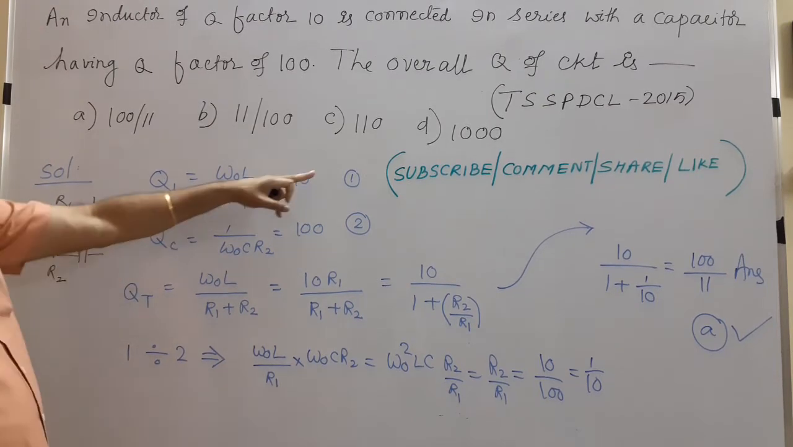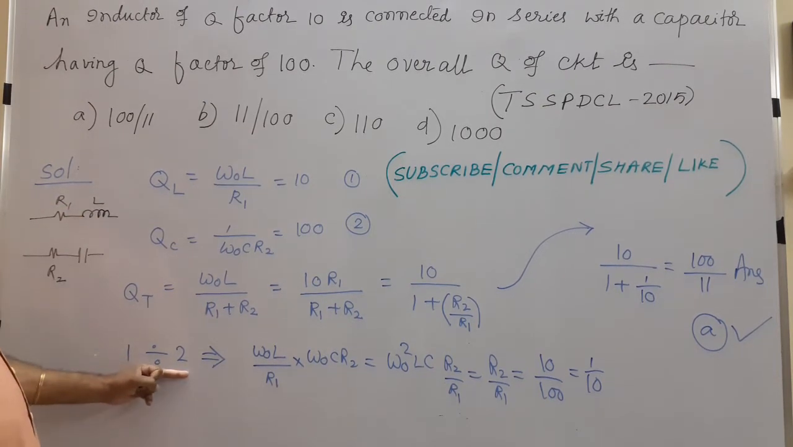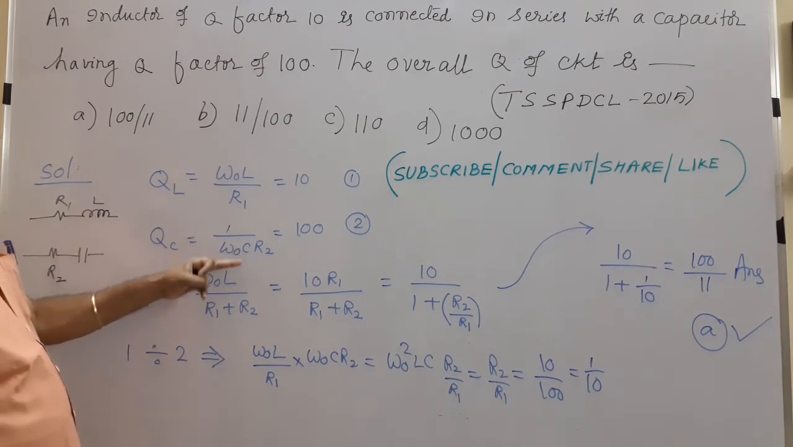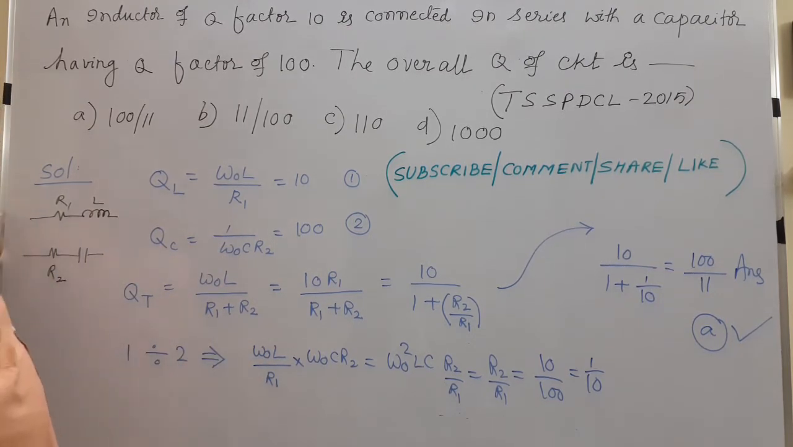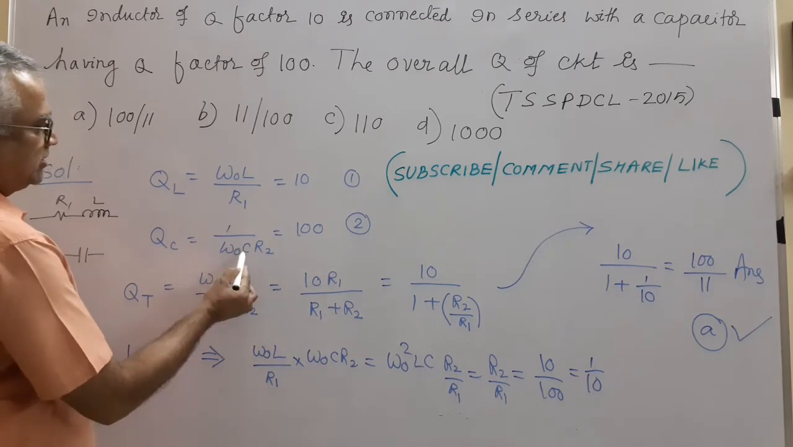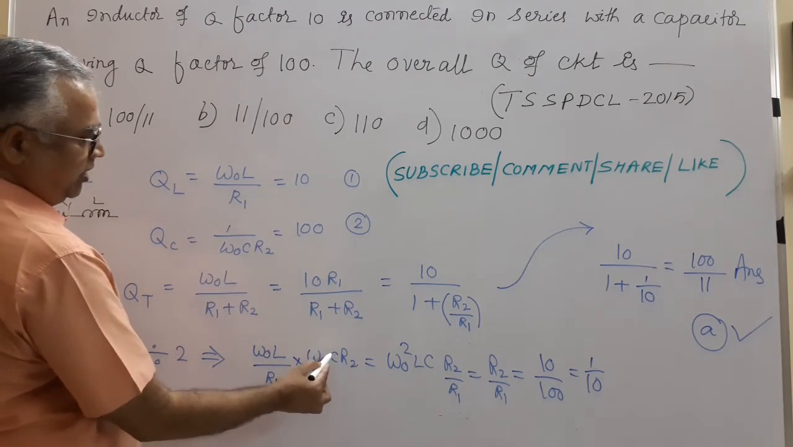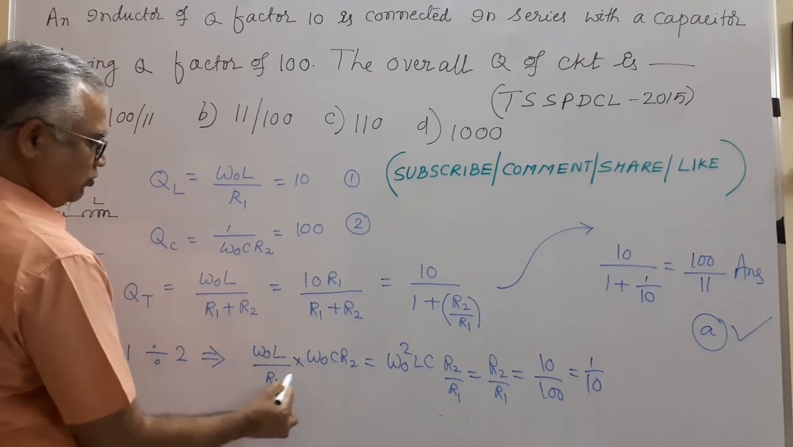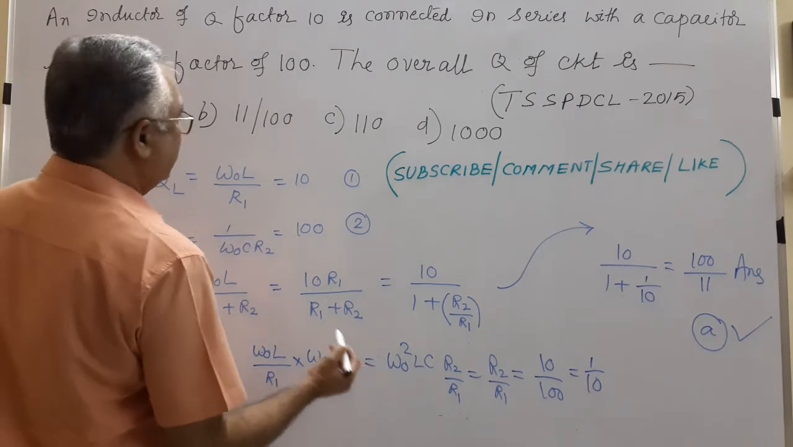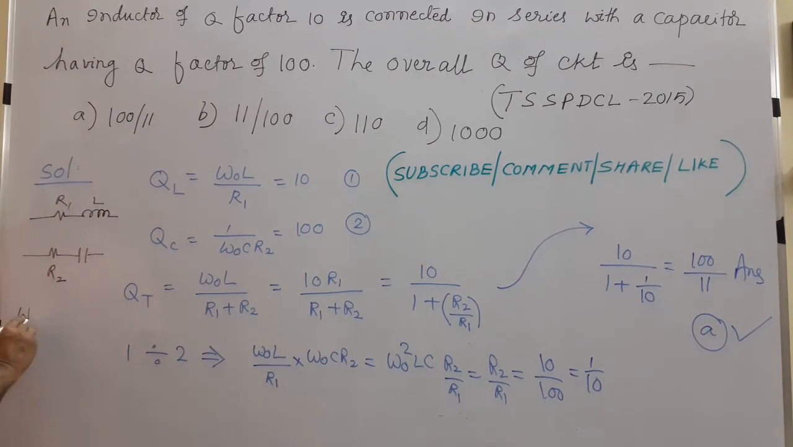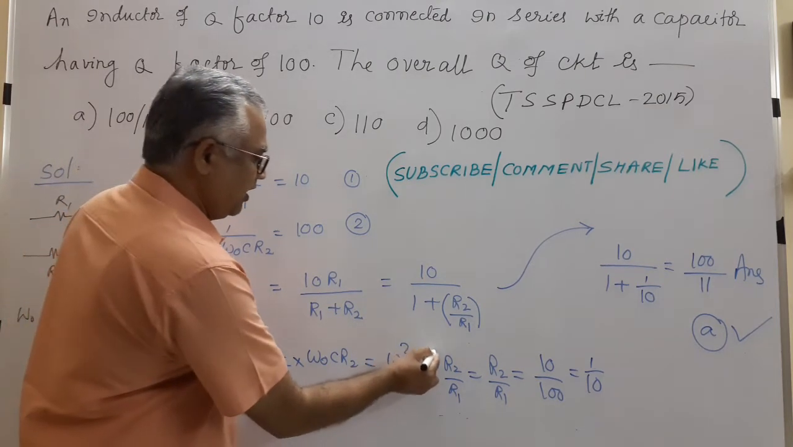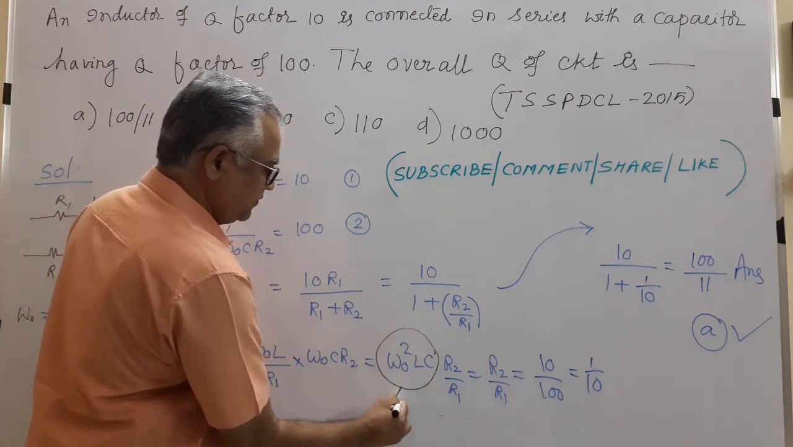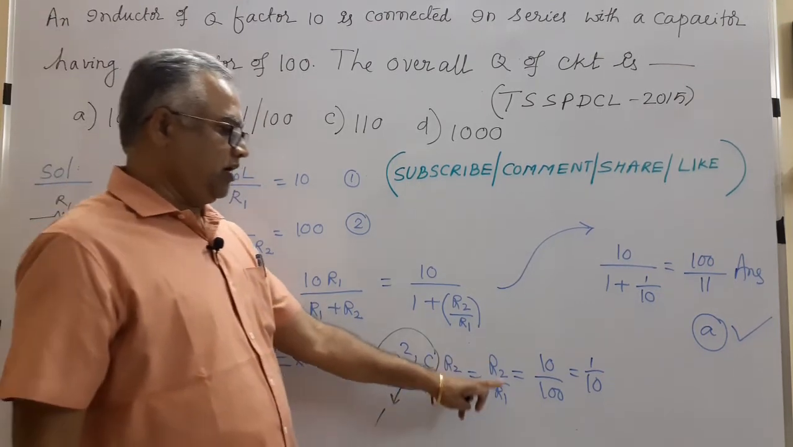Now if we divide 1 by 2, this by this: omega naught L by R1, and dividing by this it will come to the numerator, omega naught C R2, equal to omega naught square L C R2 by R1. But what is the omega naught formula? Omega naught is 1 by root LC, so omega naught square is 1 by LC. So this value is 1. What is remaining? Only R2 by R1.